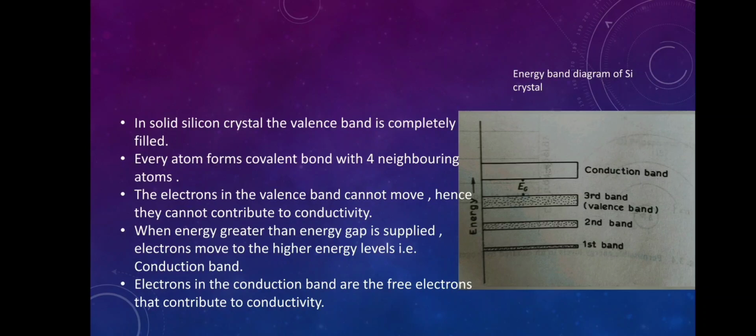Okay, the forbidden gap for silicon is almost 1.12 electron volt, and that of germanium is 0.72 electron volt. Okay, so that is the basics of energy band formation in solids. We have seen how the energy bands are formed, what is the conduction band, what is the valence band, and which band contributes to the flow of free electrons in the solid. These are the basics. Okay, thank you.